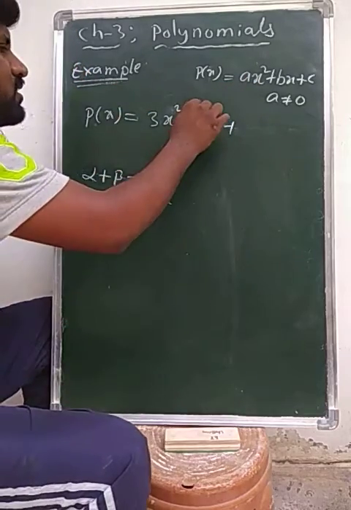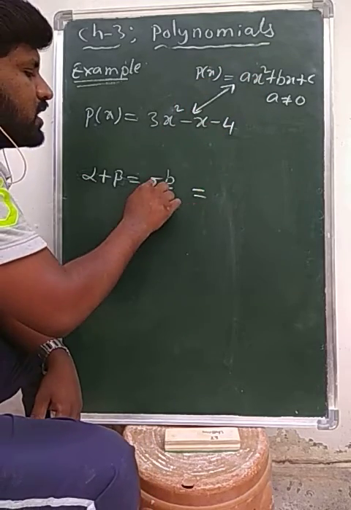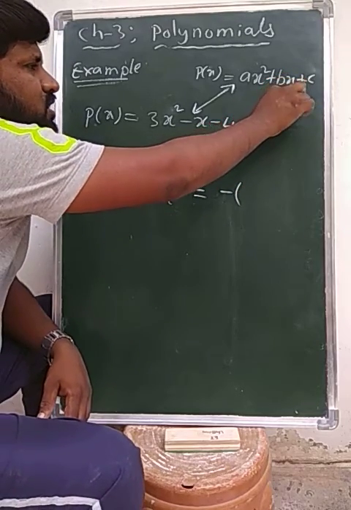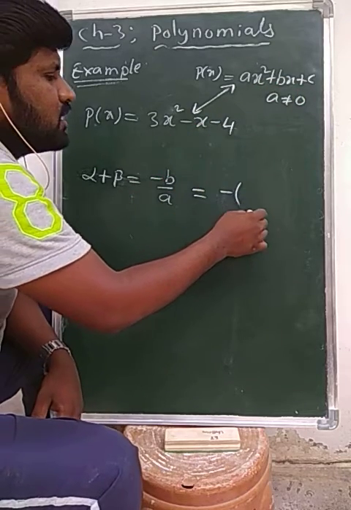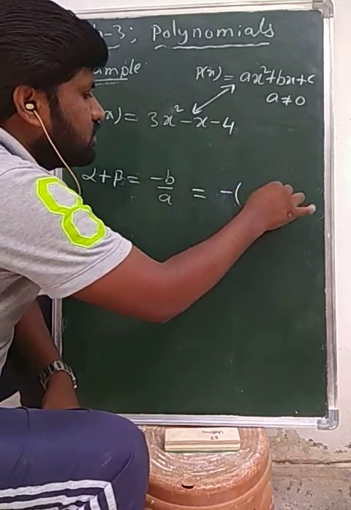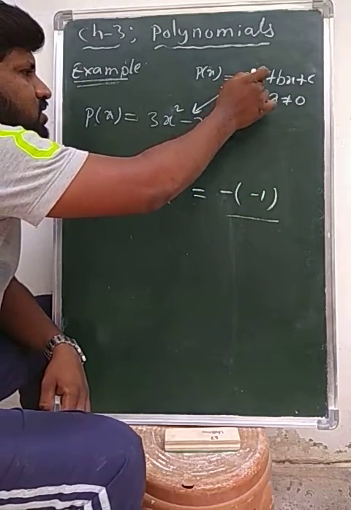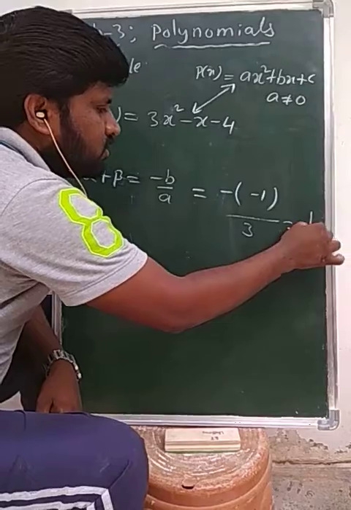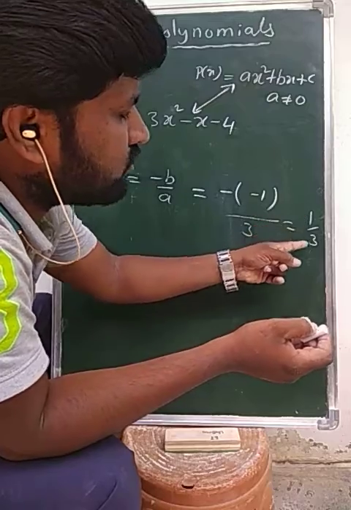By comparing with this polynomial, we write the minus from the formula. b is the coefficient of x. What is the coefficient of x here? It is minus 1. And a is the coefficient of x square, which here is 3. Now minus of minus 1 is plus 1, so 1 by 3. Just now, when we found the zeros, the sum of zeros also came as 1 by 3.